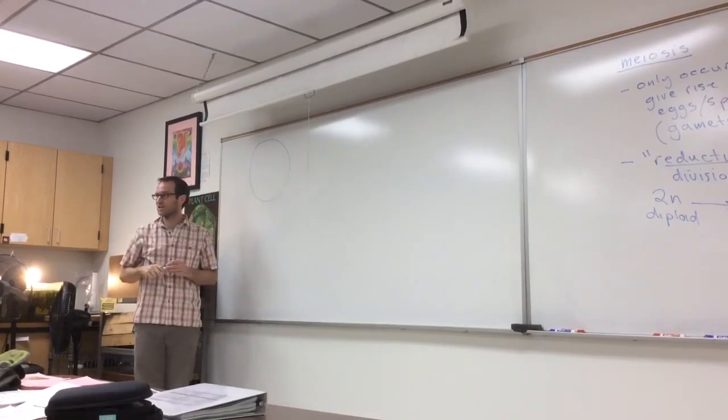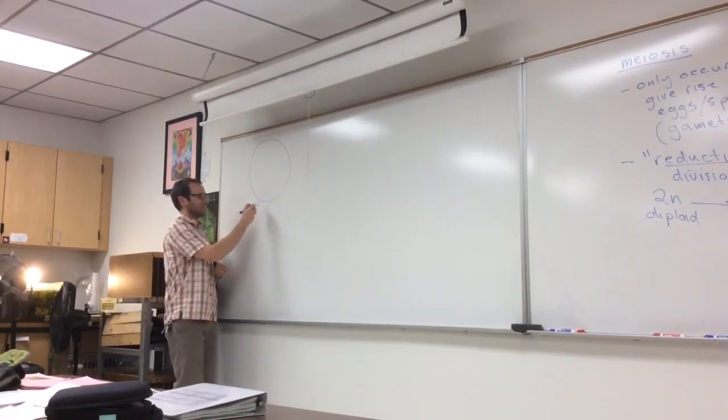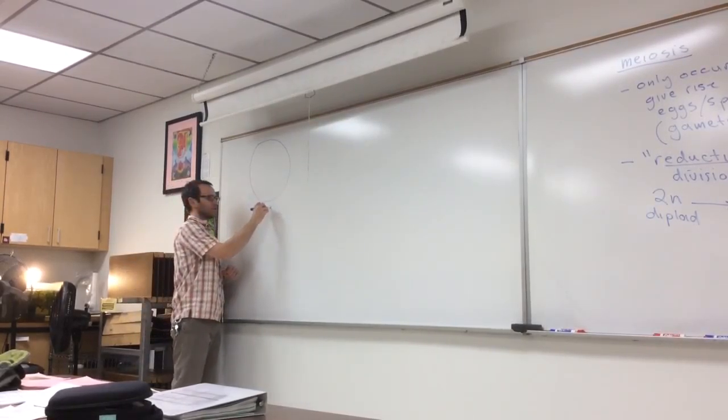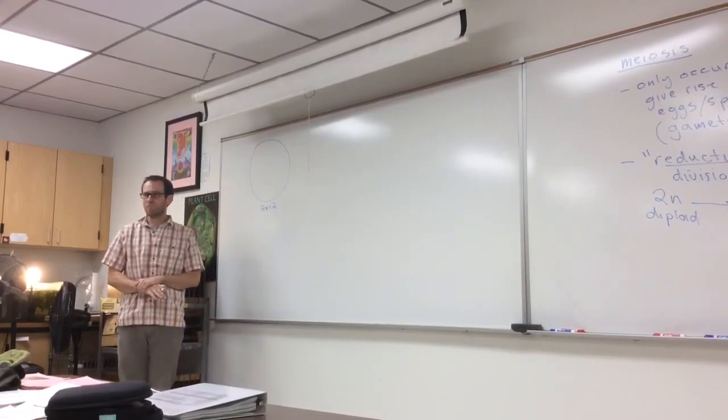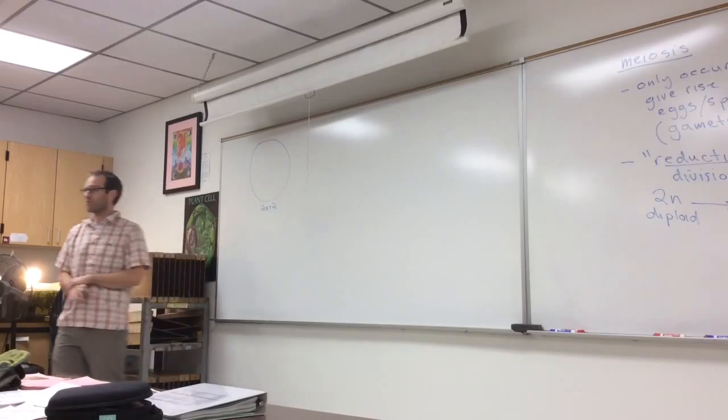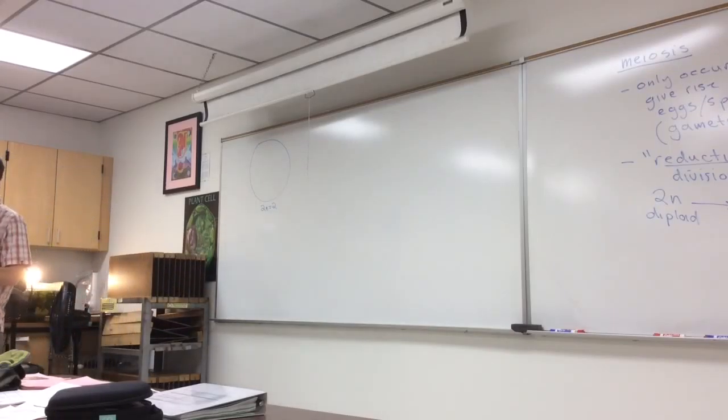Let's imagine this is a cell. Can we do that? And this is going to be a cell where 2n equals 2. So what does that mean? How many pairs of homologous chromosomes are there? One pair. That's it. All right.